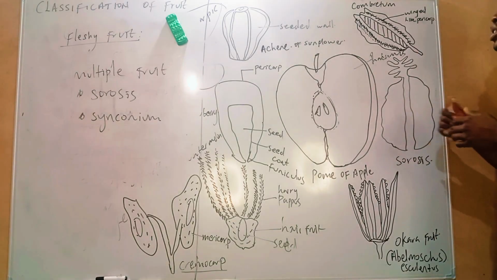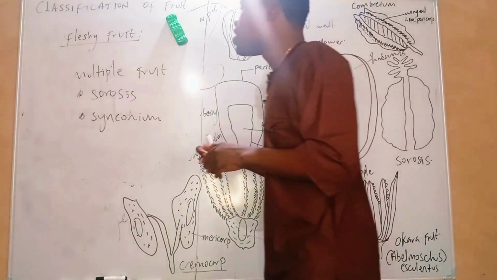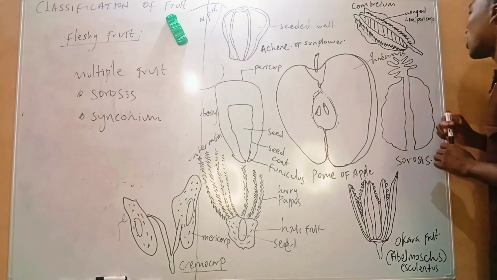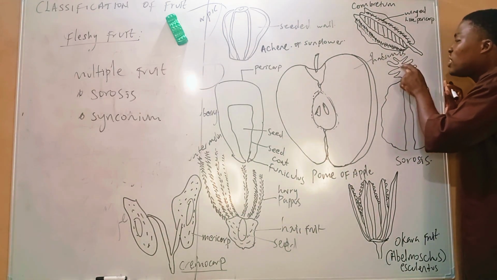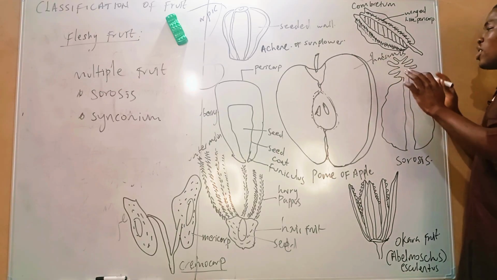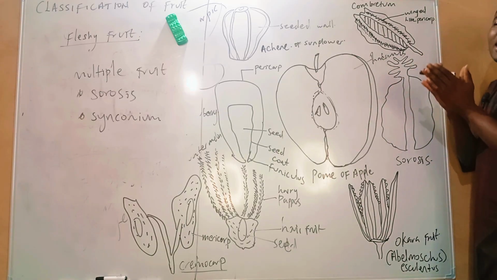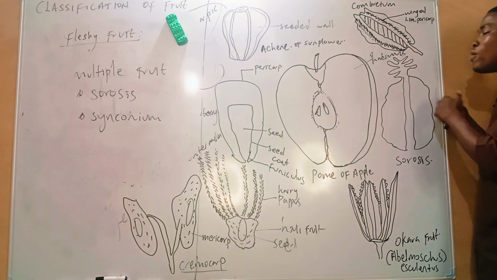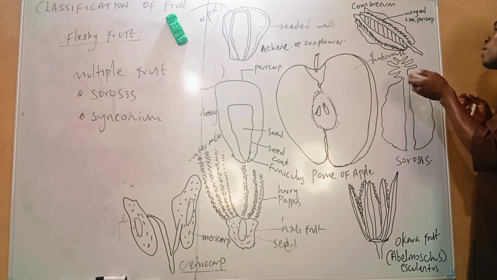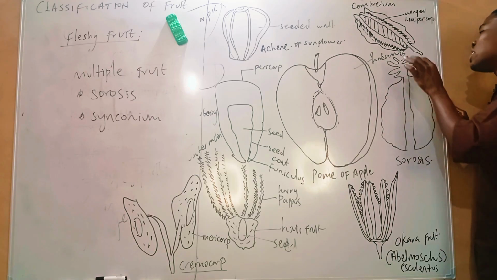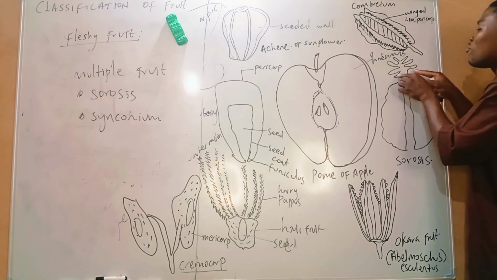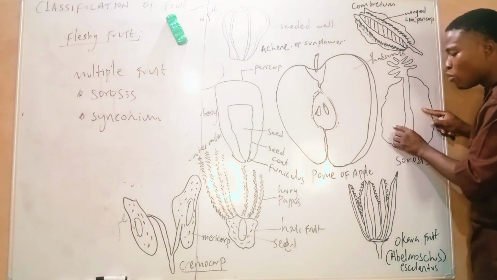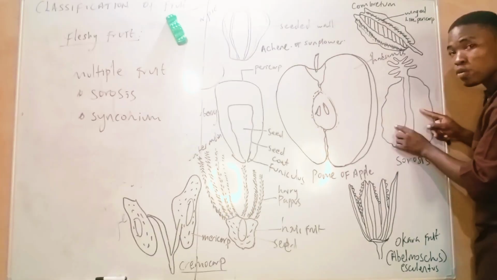Now what happens in sorosis? For instance, this pineapple. These are the carpels, usually from many flowers, so you see a clusteration of the carpels. The petals of this pineapple must have withered off upon the formation of the fruit. Now this is the carpel. So many carpels. So the fruit is supposed to be around here. What we eat on the pineapple is usually the receptacle.